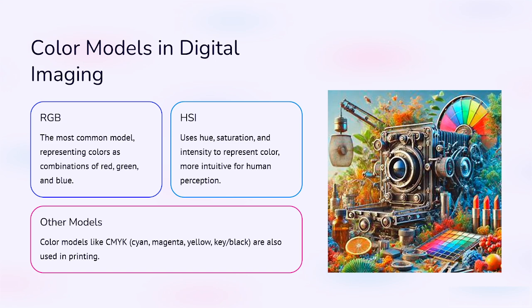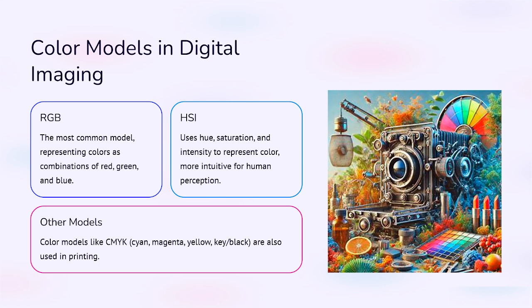Color models in digital imaging. Now let's move on to how colors are represented in digital cameras. Digital imaging relies on color models, which provide a systematic way to describe and reproduce colors. The most common model is RGB, which uses red, green and blue as primary colors. By combining different intensities of these colors, millions of shades can be created. Think about your TV or smartphone screen. Every pixel on these devices emits red, green and blue light to form the vibrant images we see.